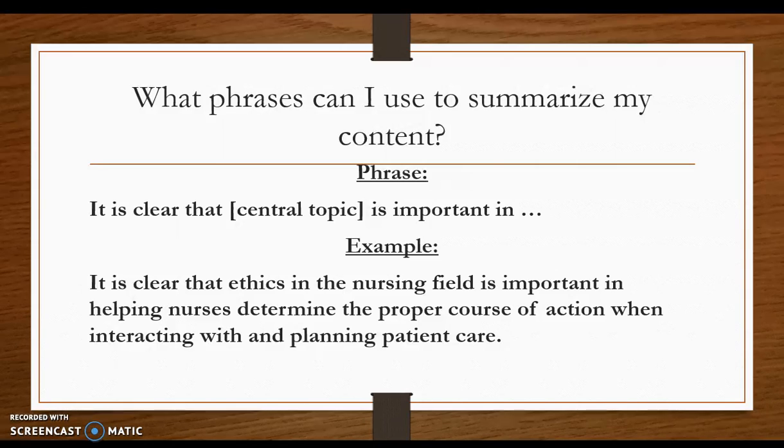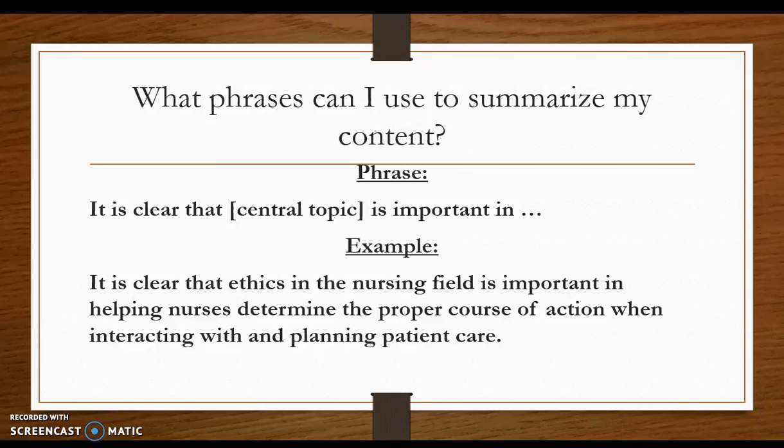So let's go through here. What phrases can you use to summarize your content? And here are some example phrases like we did in the introduction that may be helpful. And some of these are connected to the originals that you saw, so it may even be more helpful to see those connections. So it's clear that the ethics in the nursing field is important in helping nurses determine the proper course of action when interacting with and planning patient care. So you see how that was reiterated, but it also really drives it home.